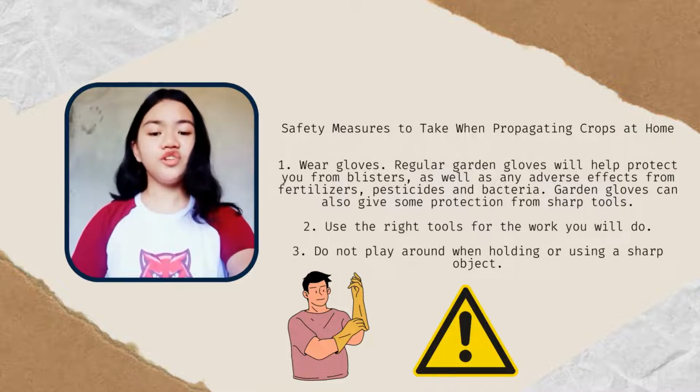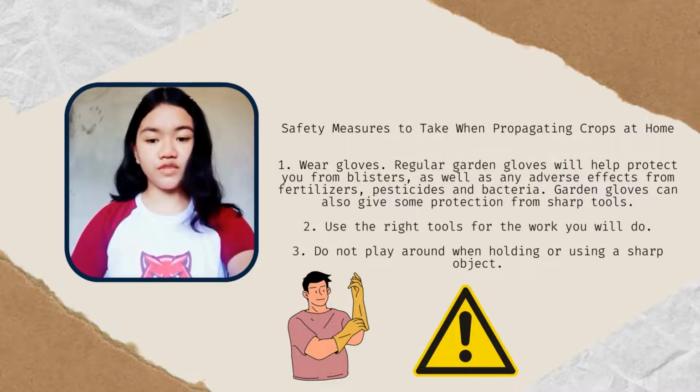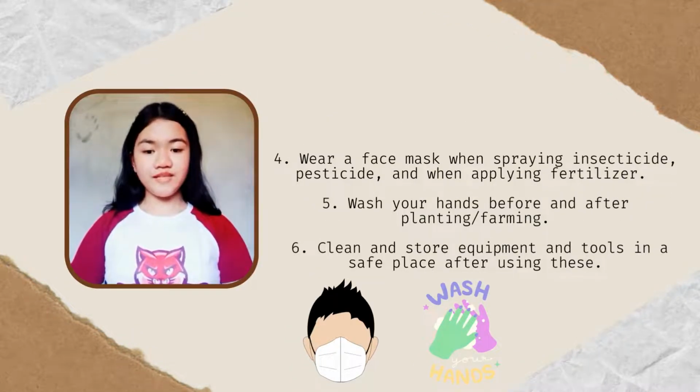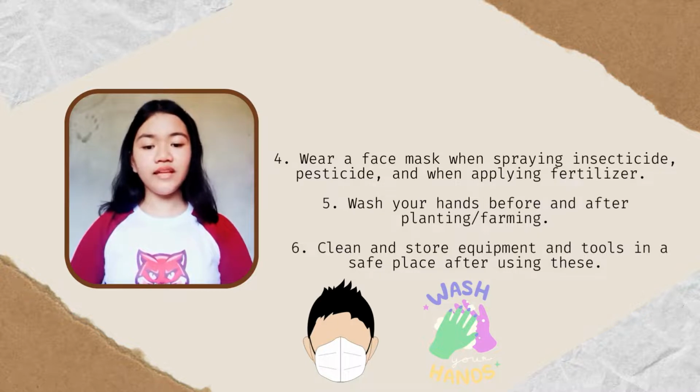Second, use the right tools for the work you will do. Third, do not play around when holding or using a sharp object. Fourth, wear face masks when spraying insecticide, pesticide, and when applying fertilizer. Fifth, wash your hands before and after planting or farming. Sixth, clean and store equipment and tools in a safe place after using them.